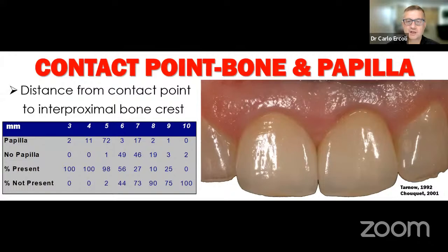at NYU, and now, of course, at Columbia, where he looked at the relationship between the interproximal contact point, the most apical part of the contact between two teeth or an implant and a tooth, and the most coronal area of the interproximal bone. What he noticed is that if this distance is 5 millimeters or less, meaning from the contact point to the crest of bone, your chances of having the papilla in place are virtually 100%.